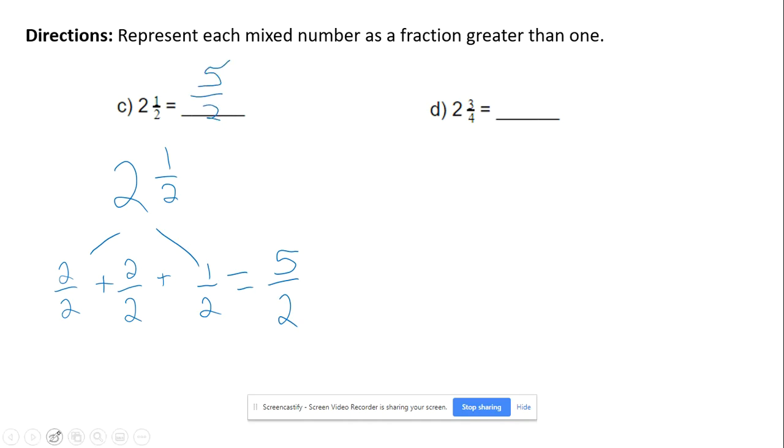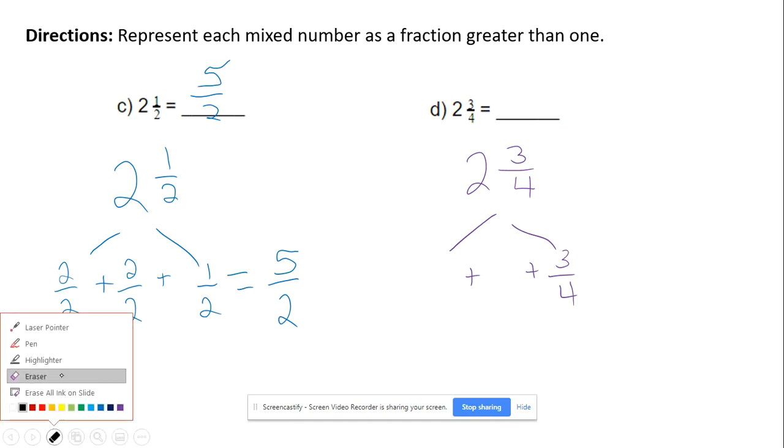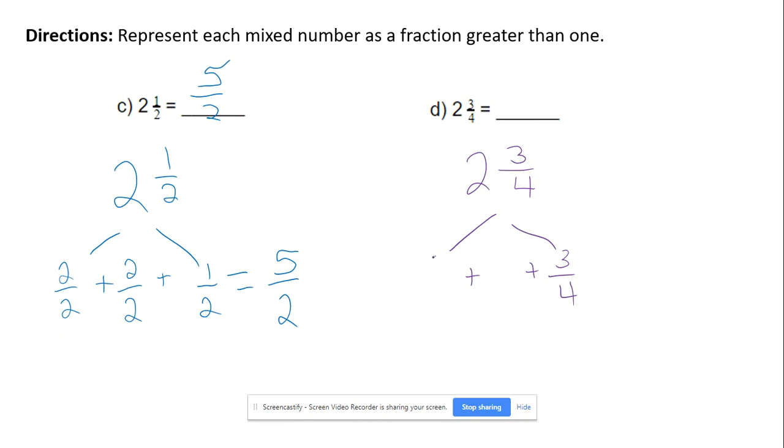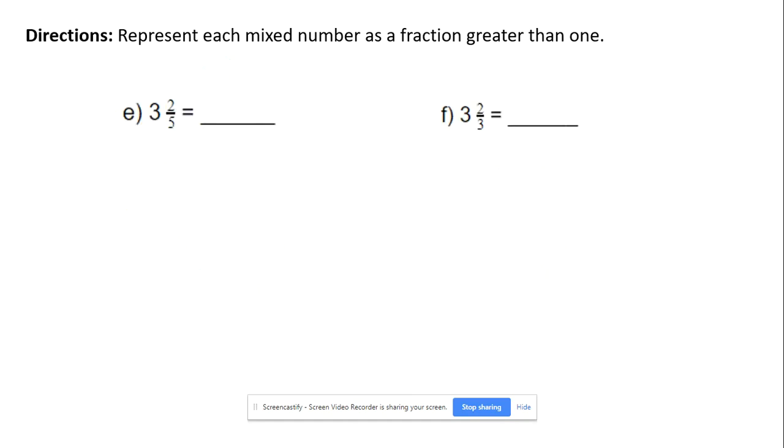Here, I'm going to change the color again. Purple. 2 3/4 can be broken up. 2 can be broken up into 1 plus 1 plus 3/4. Here, we're going to erase the 1 and rewrite it as a fraction. 1 can be written as 4/4. So now we have 4/4 plus 4/4 plus 3/4, which is 11/4. So 2 3/4 is equivalent to 11/4.